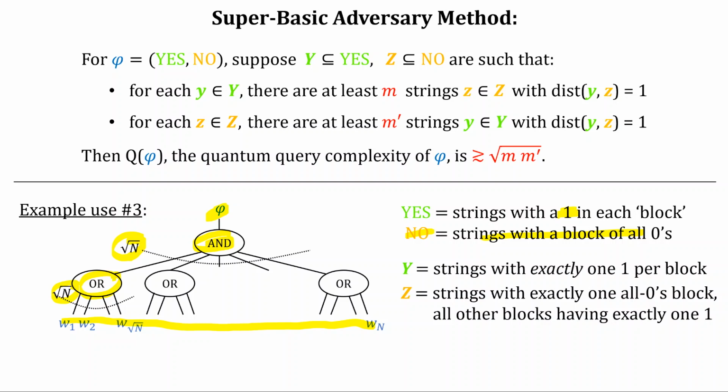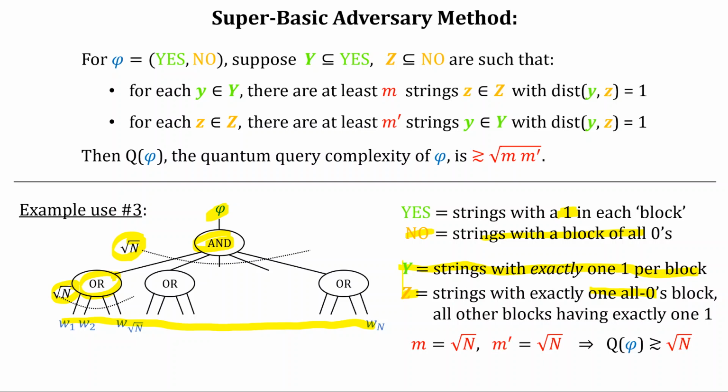Okay, so how are we going to use a super basic adversary method on this? Well, you let Y be all the strings that are kind of minimal. They have exactly one 1 in each block. You let Z be all the strings that are sort of maximal. They have an all zeros block, but they only have one all zeros block. And every other block has exactly one 1 in it.